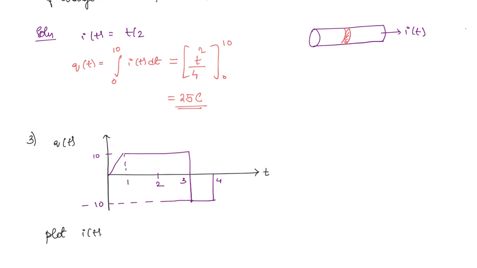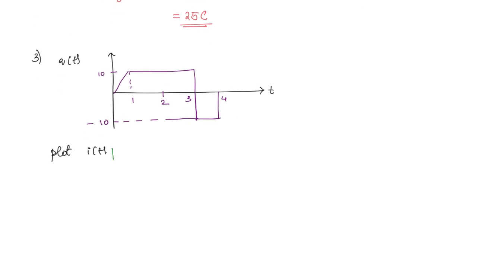We know that I of t is going to be dq by dt. So directly from the graph itself we can do it, so we will see how. This is how we will draw. At 1 second, this is 2 seconds, 3 seconds and 4 seconds. From 0 to 1 second there is one q of t, the same line. This is a constant and this is a constant. So first, if you consider from 0 to 1, it is a straight line.